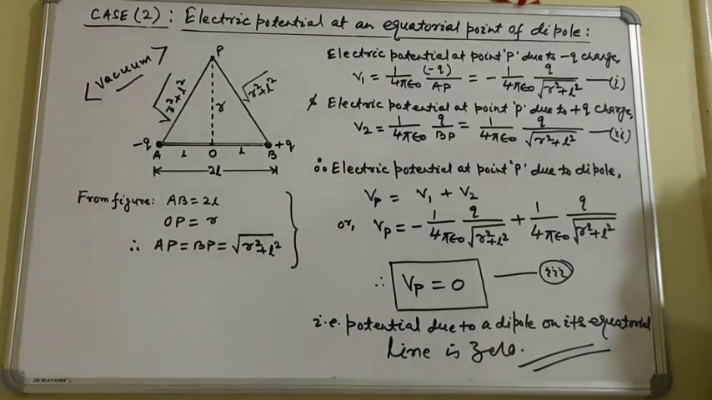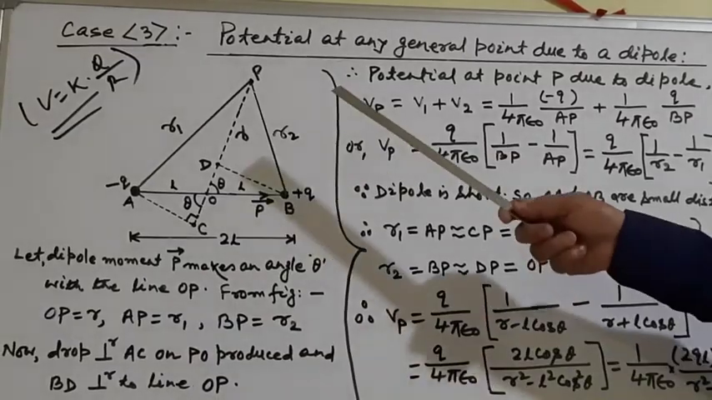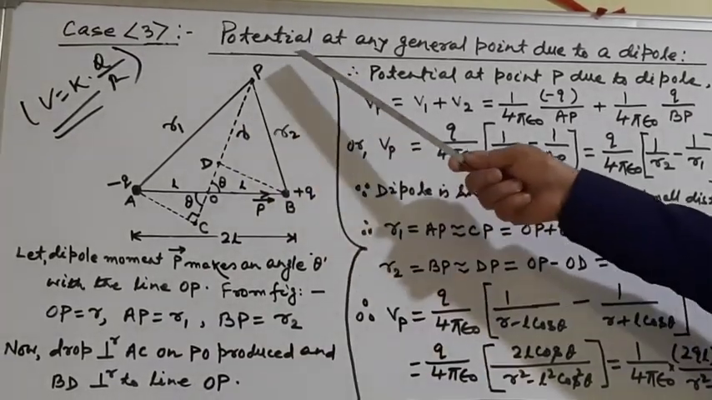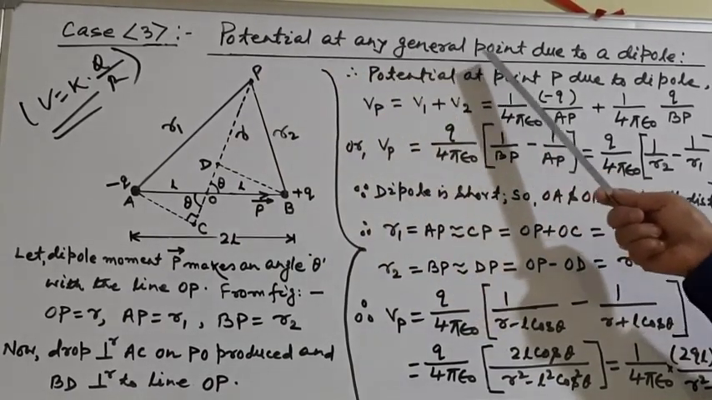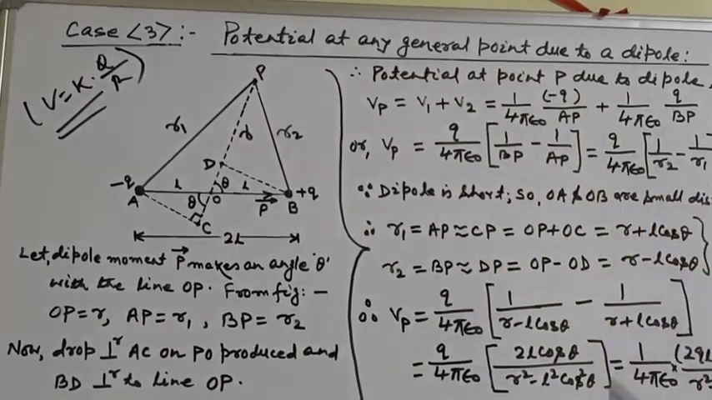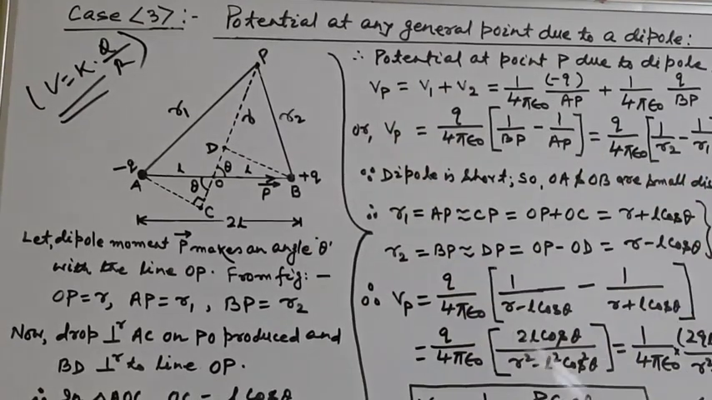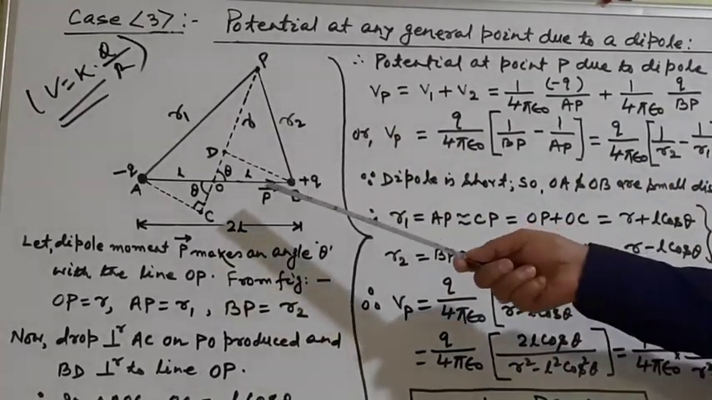Now we shall see the third case. Let us see the third case. The third case is potential at any general point due to a dipole. To find the potential at a general point, I have shown one diagram here.